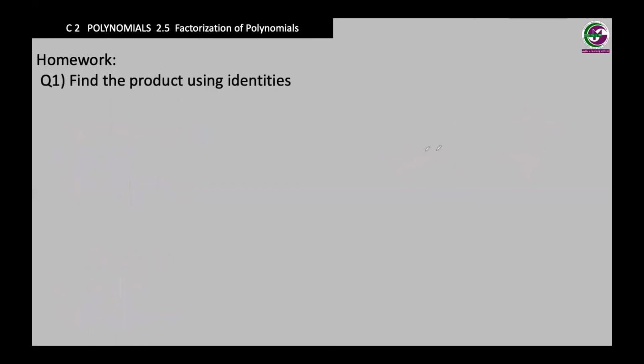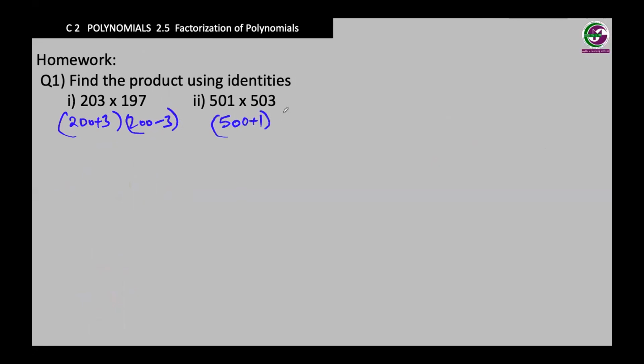Homework time. Find the product without multiplication, means using identity. We can write 203 as 200 plus 3 times 200 minus 3, x plus y times x minus y, so x squared minus y squared. And this can be written as 500 plus 1 times 500 plus 3. First terms are the same, but second terms are different. So we have to use the rule x plus a, x plus b. This is how you can understand to use which identity.